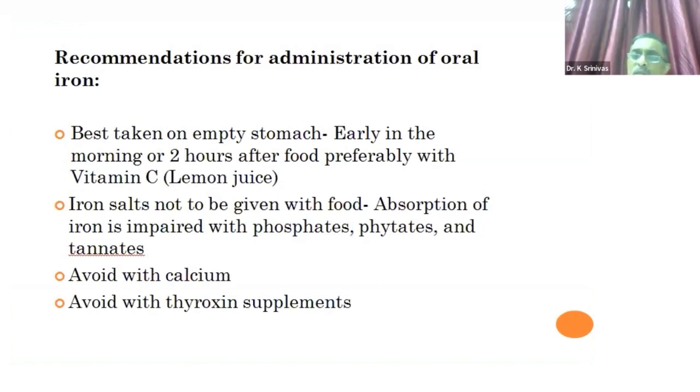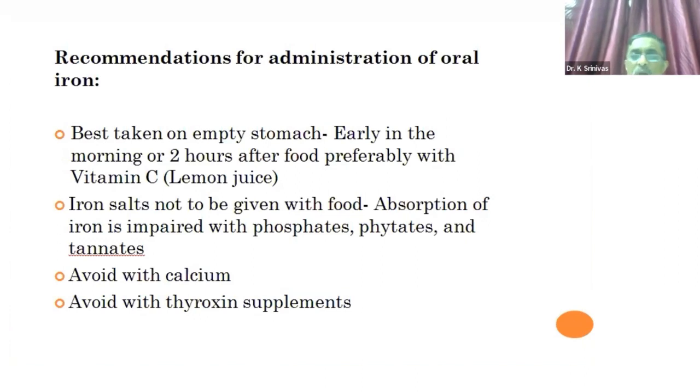So always, how you advise matters. Don't just hand over the tablets of iron and send her. It is to be taken on an empty stomach early in the morning or at least 2 hours after food, preferably with vitamin C. So you can ask her to take it with a glass of lemon juice or sweet lime juice or orange juice or something which improves the absorption. It should not be given with food, right? Especially phosphates, phytates, tannates, coffee, tea, milk, everything is going to hinder the absorption of iron.